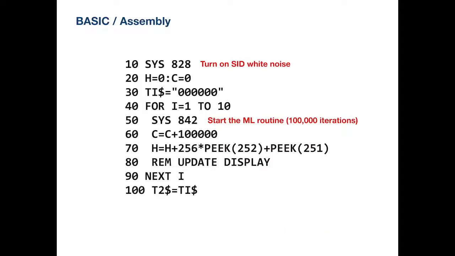Here's the BASIC routine. Line 10 will turn on the SID chip for use as the random number generator. Lines 20 and 30 will initialize variables and set the timer to 0. Line 40 will start our FOR-NEXT loop, which will be 10 iterations. And line 50 starts the ML routine, which will do 100,000 iterations. So repeated 10 times in the FOR-NEXT loop, that will be 1 million iterations total. When the ML routine is complete, it returns to BASIC, and line 60 will increment the counter.